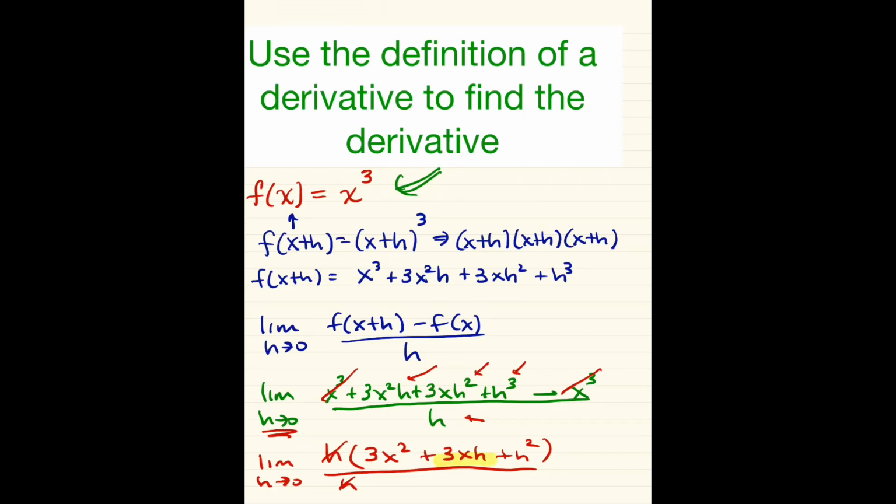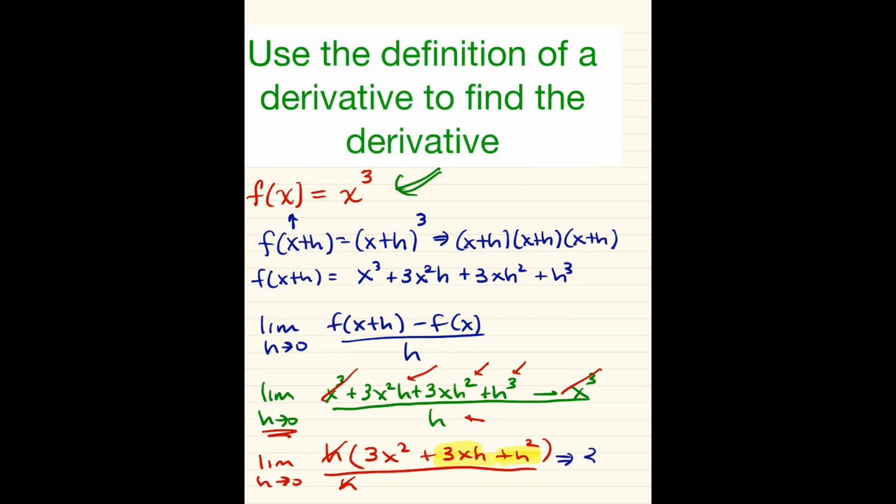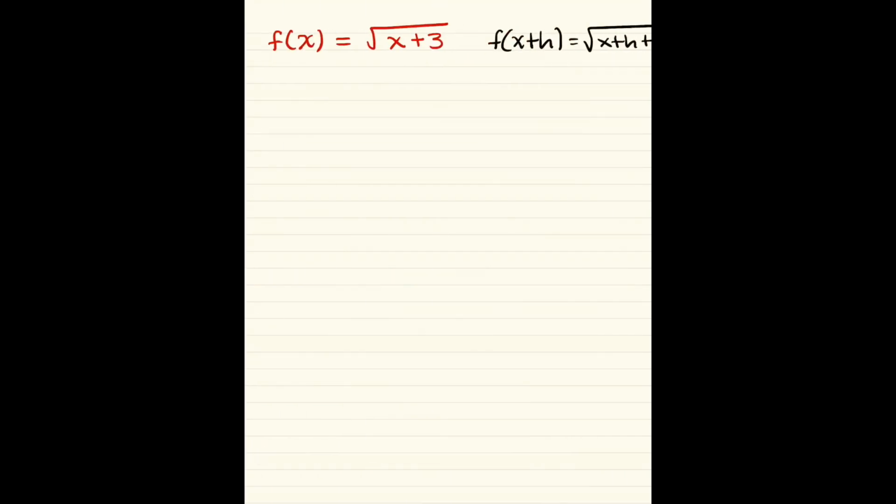Then I get this to go to 0 because there's an h in there. This goes to 0 because there's an h in there. And you're left with 3x squared. Okay, so I hope that makes sense. And so if f of x equals x to the third, then f prime of x equals 3x squared. So this is the one with the polynomial. The next example is going to be with the function x plus 3 square rooted.